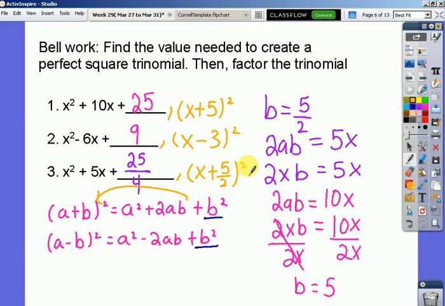I'll tell you why we need to do that here in a minute. But again, this is what we'll be doing today, completing the square. We're going to be finding that b squared value. Okay, any questions before we move on to the why part and what completing the square is more formally?